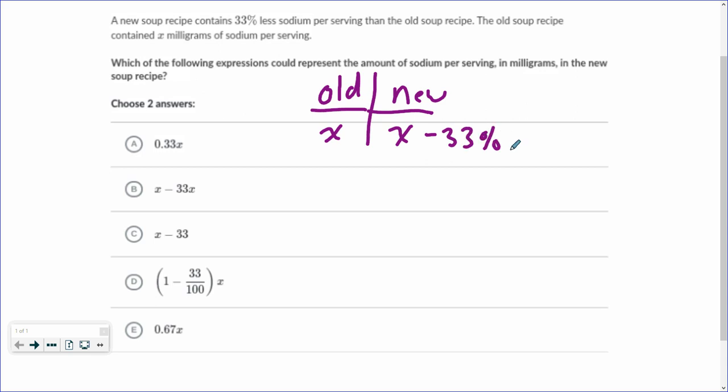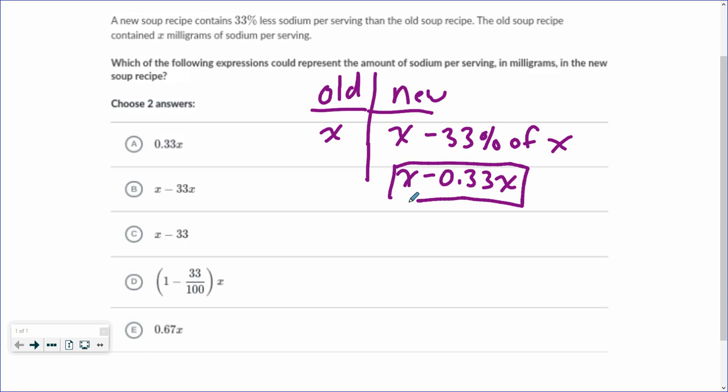33% of X, right? We have the original minus 33% of the original taken away. So another way to think about this is X minus 33% as a decimal, which is 0.33 times X. And this answer choice, let's see if it's one of the choices up there. And it turns out that it looks like it is.